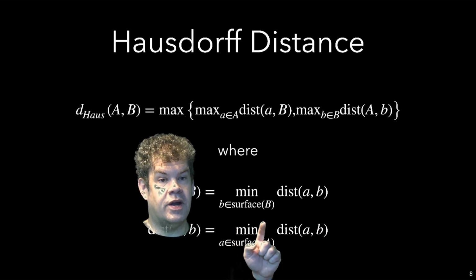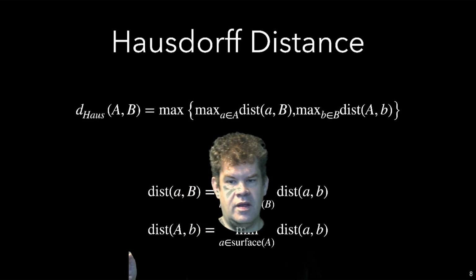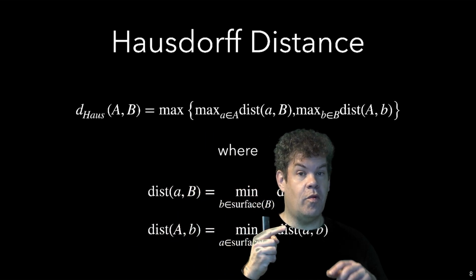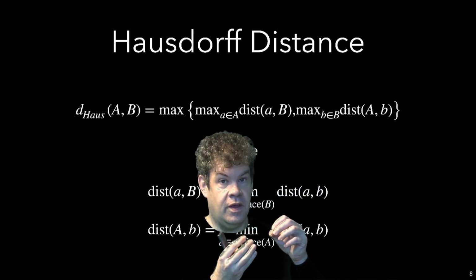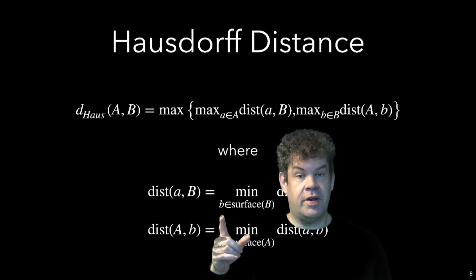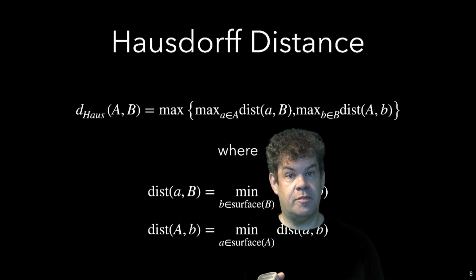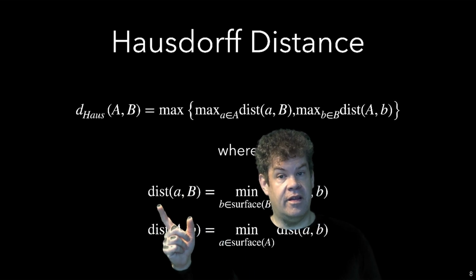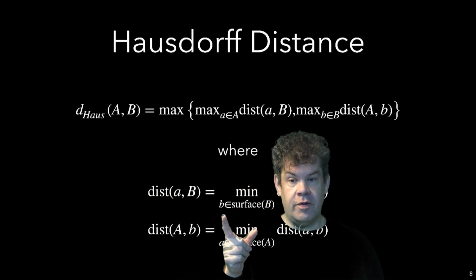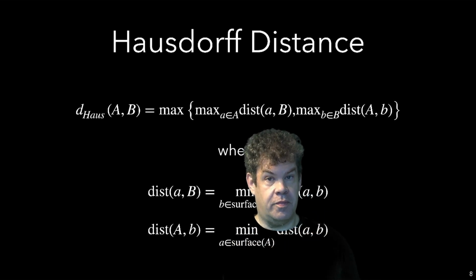Now, what's with this part here? You see, this distance here that has one uppercase letter in it is defined as the minimum over a bunch of point-to-point distances. Notice that this one has one uppercase and one lowercase letter. So this is supposed to describe the distance of an entire mesh. We've got one entire mesh, and we've got one point, and we want to know how far that mesh is away from that point.